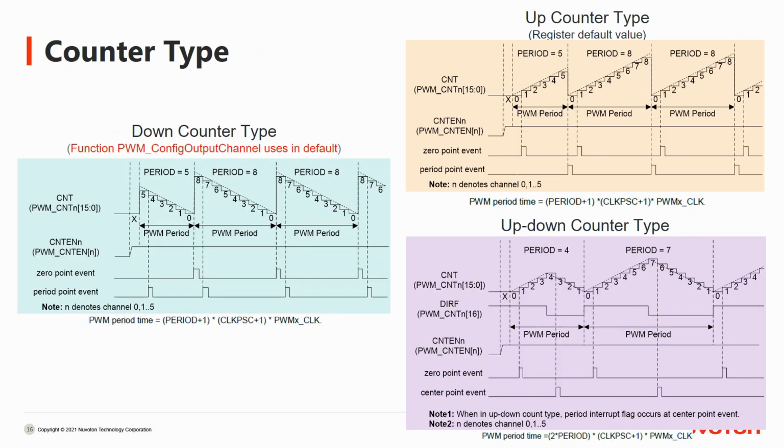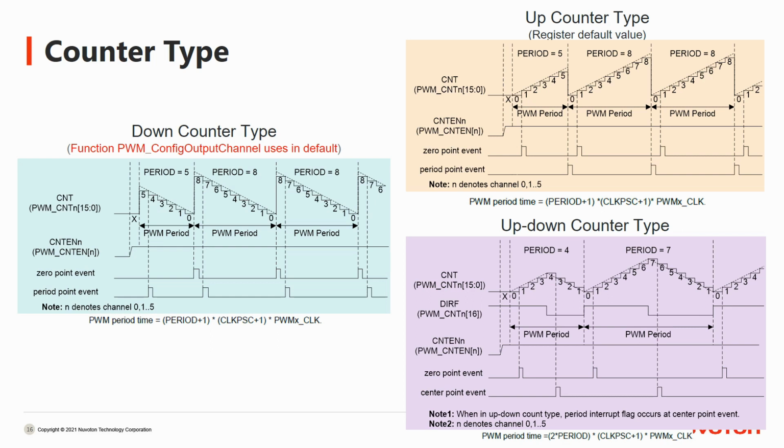We have mentioned that there are three counter types that the PWM counter can use. They are up counter type, down counter type, and up-down counter type. For up counter type, it will count up from 0 to the value of the period. When it reaches the value of the period, it will be reloaded to 0 and start over. For down counter type, it will count down from the value of the period to 0. When it reaches 0, it will be reloaded to the value of the period and start over.